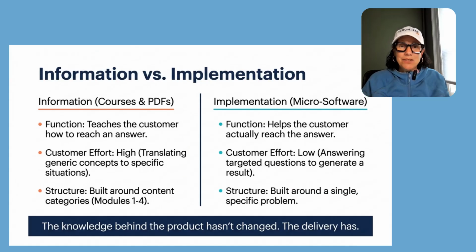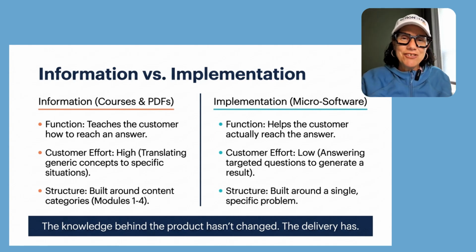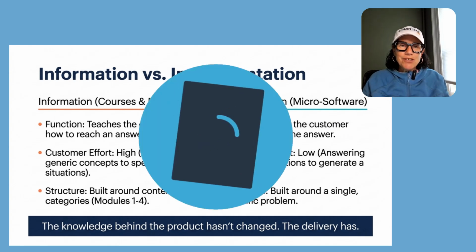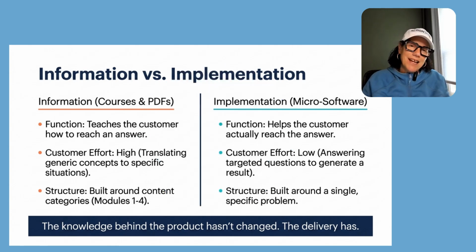Courses and PDFs teach customers how to reach an answer. Microsoftware helps that customer actually reach that answer. With a traditional product, the customer must translate general concepts into their own specific situation. But with a tool, they can answer a few targeted questions and receive a relevant result. Traditional products are often organized around content categories, chapters, modules, the list goes on, or whatever you want to call it. But microsoftware is organized around one clearly defined problem. The expertise behind the product hasn't changed. It's just that the delivery has changed.